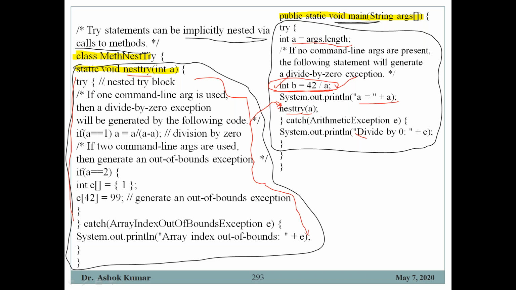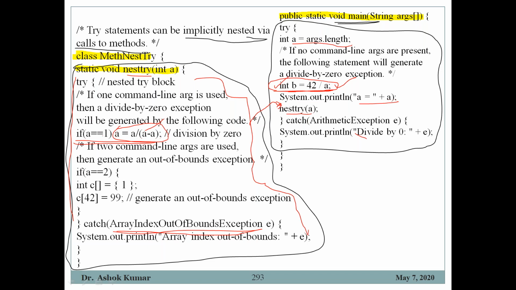So when there is an error in this try block in the nestTry method, let's say at this line when the value of a is 1, this will generate the error. This will give you a divide by 0 error. When it gives the divide by 0 error, Java will create the ArithmeticException object for this line, and that object will be thrown. And when the object is thrown, the matching catch block will be tested. So there is no matching catch block because this catch block has an argument of type IndexOutOfBoundsException.